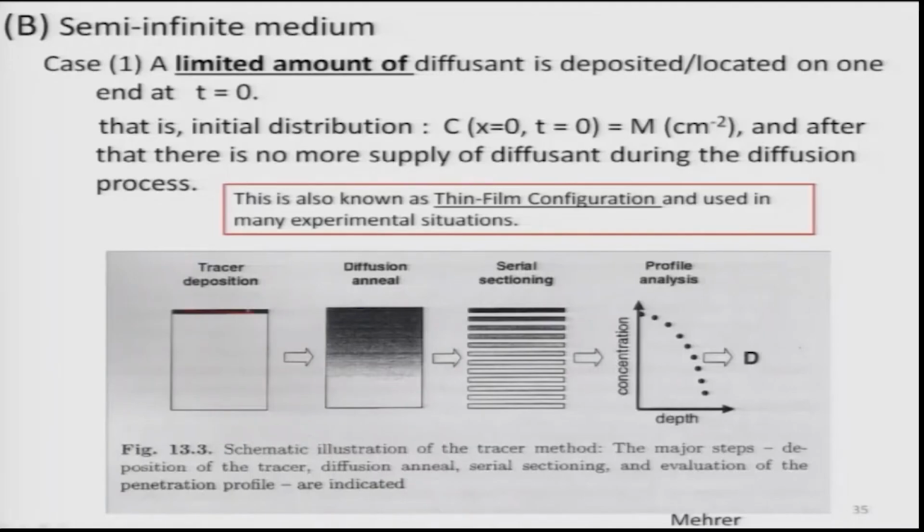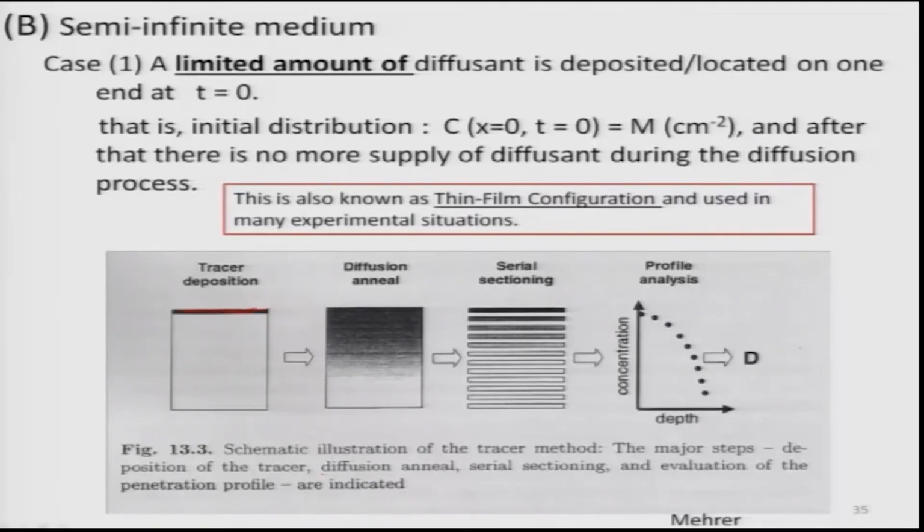So, therefore, the initial distribution is that at x equal to 0 and t equal to 0, there is a certain value of diffusant, and after that there is no more supply of the diffusant. Okay, it is only supplied once. This is also known as the thin film configuration. So, what will happen if I then heat this specimen for a long time, what is known as diffusion annealing? Slowly this diffusant will be diffusing into the sample.